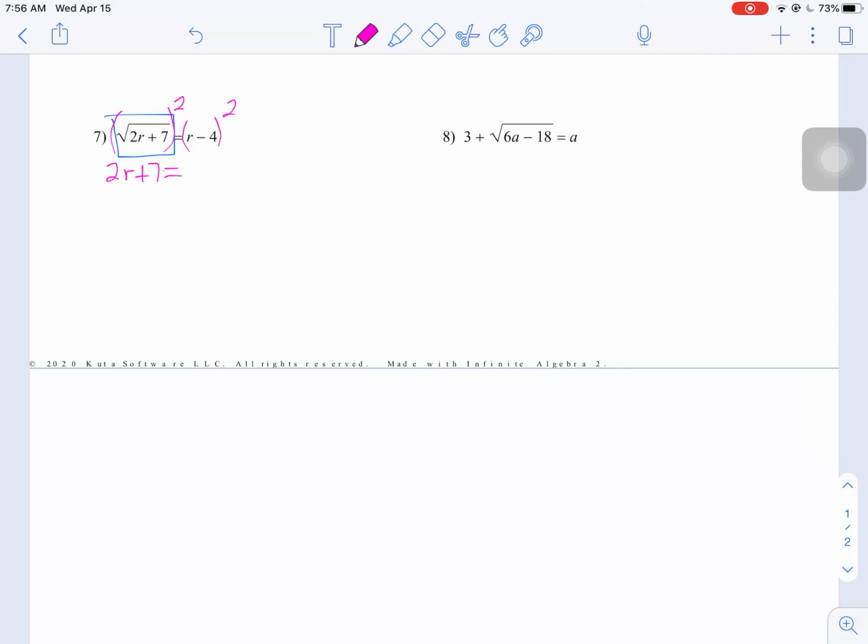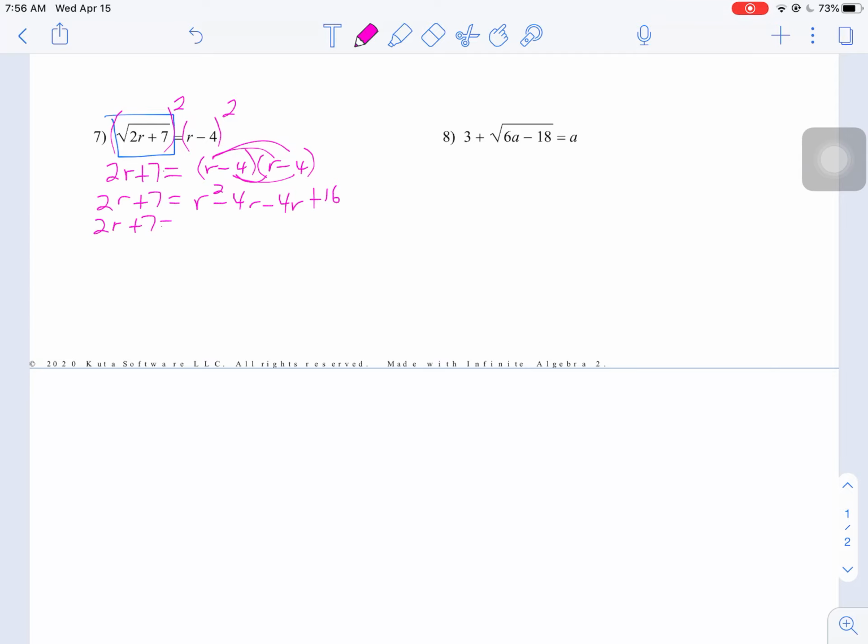And then the reason I wanted to do this one is because when you square r minus 4, you have to do r minus 4 times r minus 4 and then multiply it out. So that's why I want to do this one together. So first times first, r times r is r squared. Outside times outside, r times negative 4 is negative 4r. Inside times inside is negative 4r. And then last times last is negative 4 times negative 4, which is positive 16. And then from here, just keep proceeding like normal.